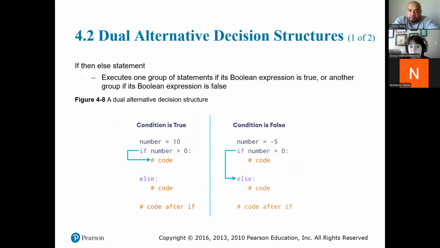Okay, this is the dual alternative decision structure. As you can see here, it's the same idea: our number equals 10. We have our if structure right here, but the only thing that we're adding is an else. Let's look at this one. Our condition is true: number equals 10, and if our number is greater than 0, then some code will perform. This is exactly what's going to happen. This part of the code will be executed and our else will be skipped because our condition is true.